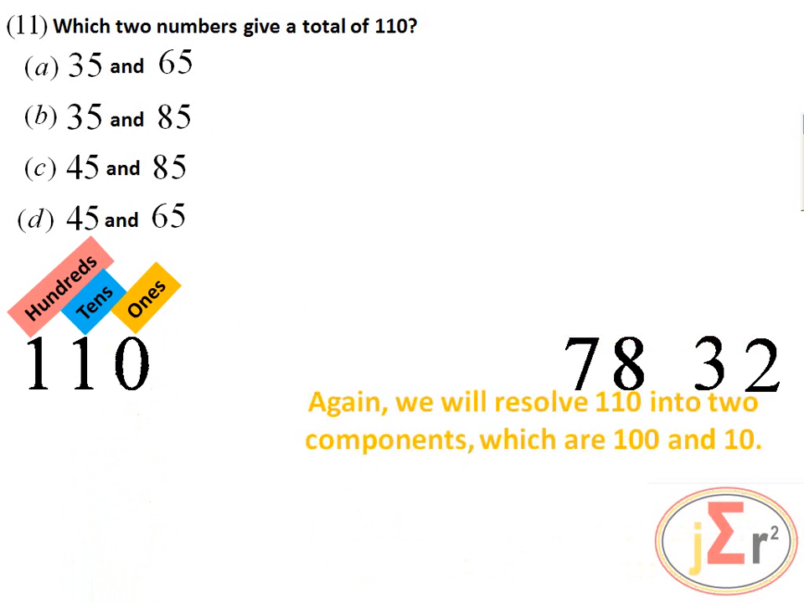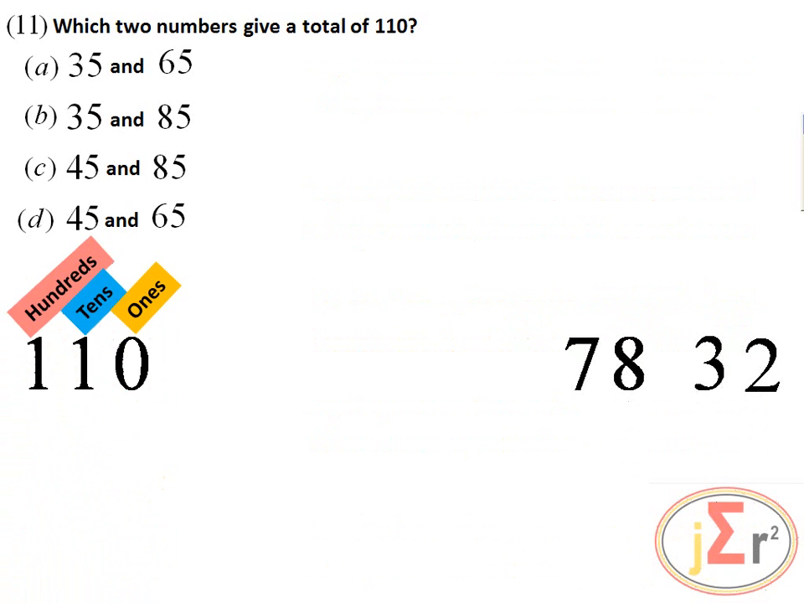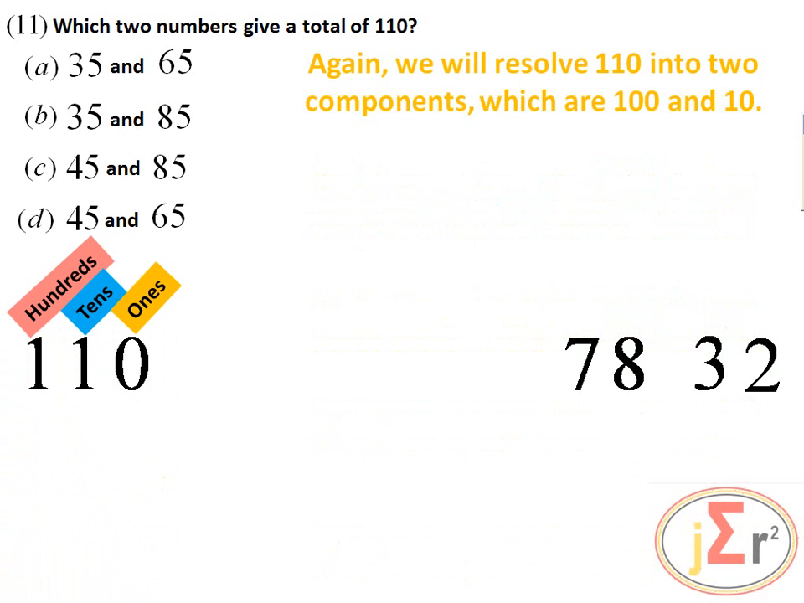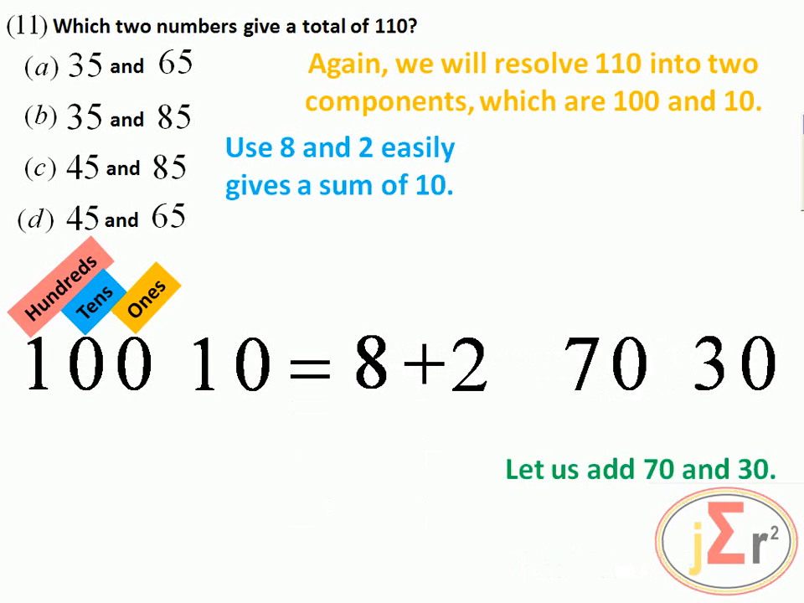So there we have our 110 as before, with all the digits, with all the place values, and we have there 78 and 32, right? So again, we will resolve 110 into two components, which are 100 and 10. There we go. Use 8 and 2 and see what happens. The 8 and the 2 will easily give a sum of 10.